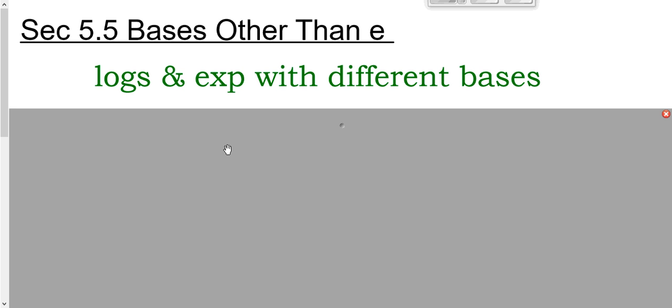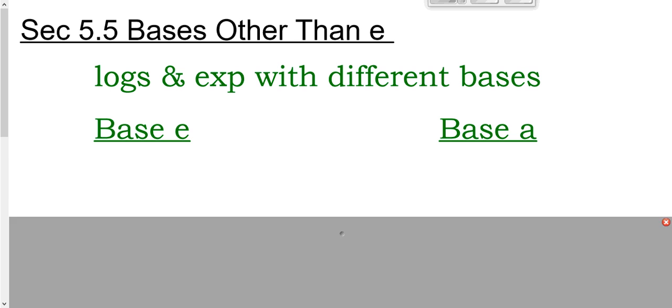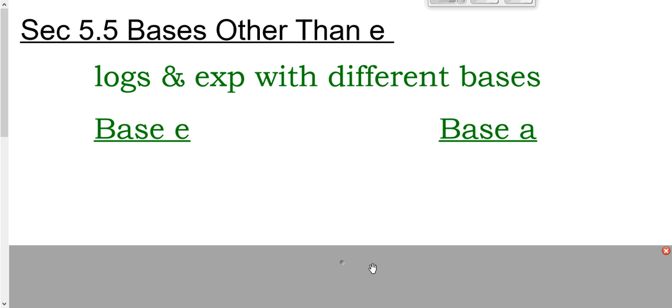We're going to briefly talk about other bases. So what if it's a different number? So logs and exponentials with different bases. So far, we've had the base of e. For our exponentials, we've had e to the x. That is our base of e. When we have a base of a, we're talking about any number, a to the x. This could be 2 to the x, 4 to the x, 10 to the x, it could be anything.